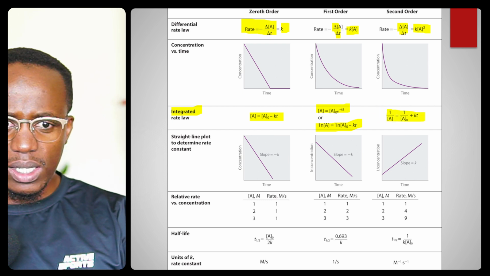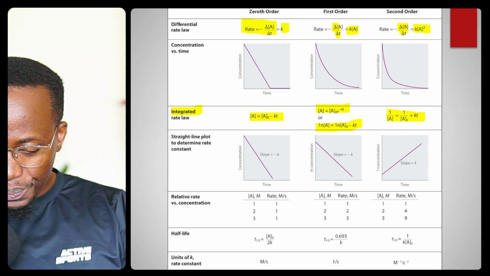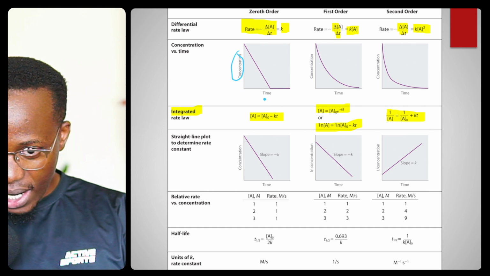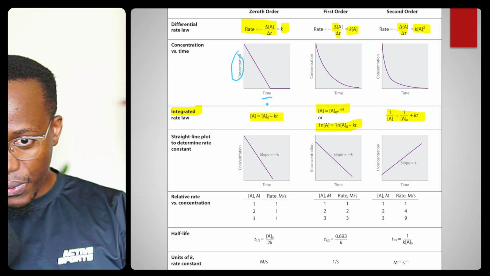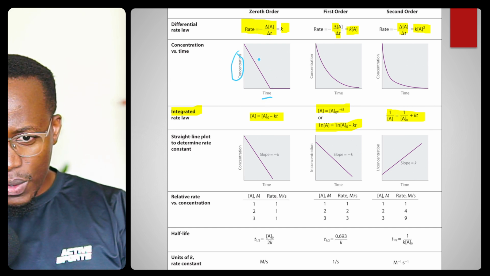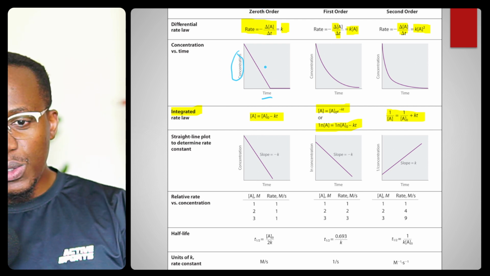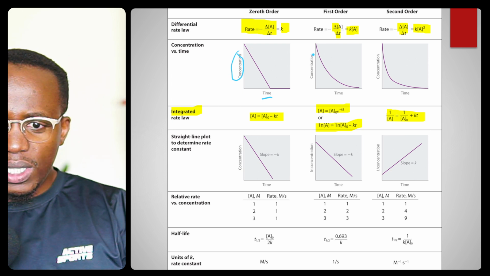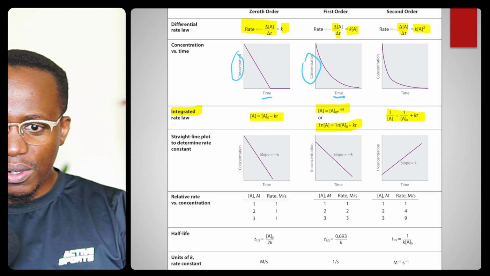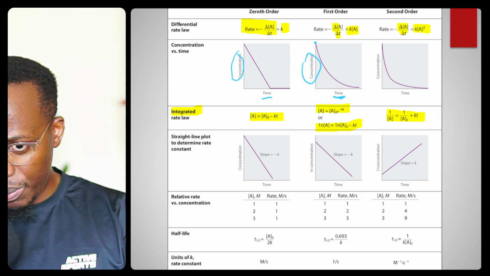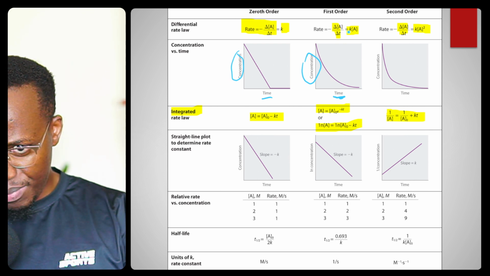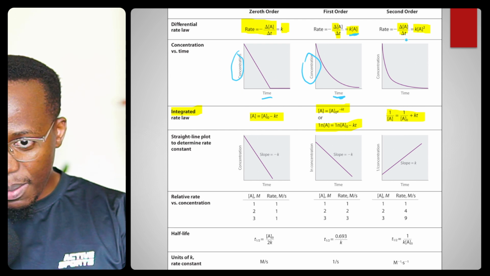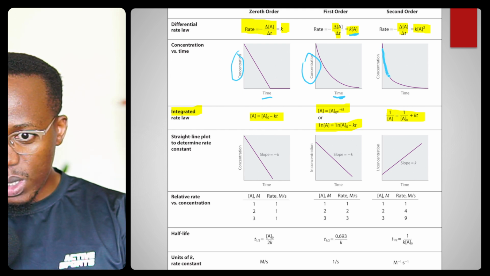Why do we care about this? I want you to look at this. If you plot the concentration over time of a zero order, you'll see the disappearance of the product. It will be linear, it will be a line. But if you plot the concentration over time for a first order, it will not be linear, it will be going this way. Why? Because of this equation. And if you plot the concentration over time of a second order, it will be even more steep.